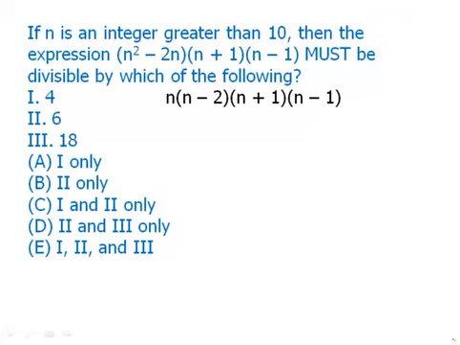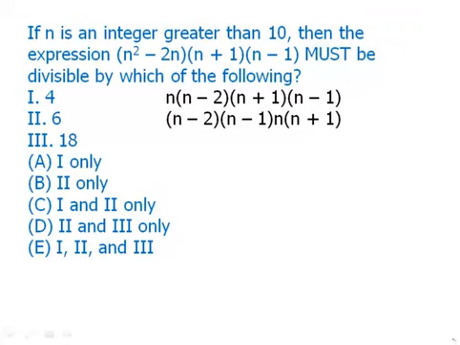So let's rearrange the order. If we write them in this order, we see, aha, what we really have here in hidden form is a product of 4 consecutive integers. That unlocks the whole problem.